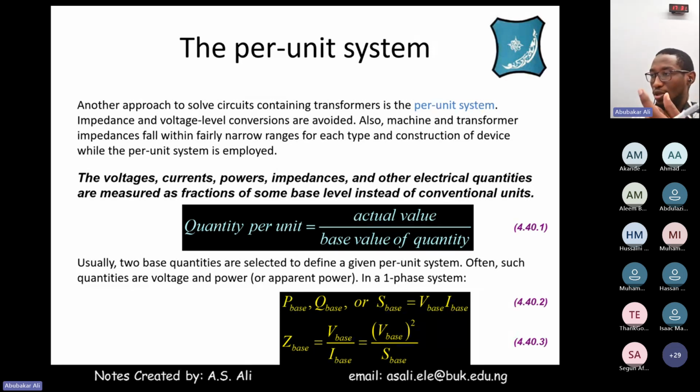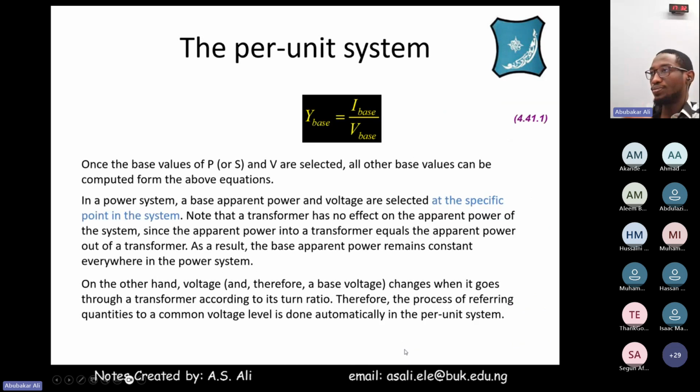Because P equals what? V squared over R. So you can make the impedance the subject of the formula and you get V base squared over S base. We also have the admittance, which is just the inverse of the impedance, which is the I base over the V base.